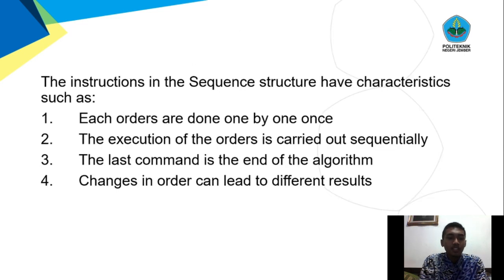The instructions in this sequence structure have characteristics such as: number 1, each order is done one by one. The second is the execution of the order is carried out sequentially. Third, the last command is the end of the algorithm. Fourth, a change in order can lead to different results.